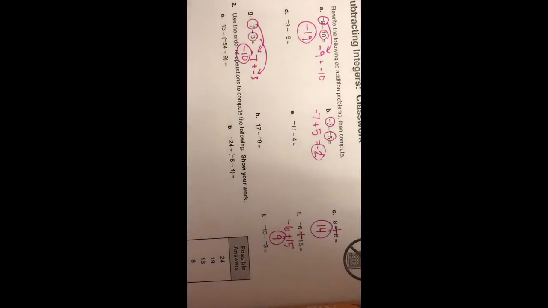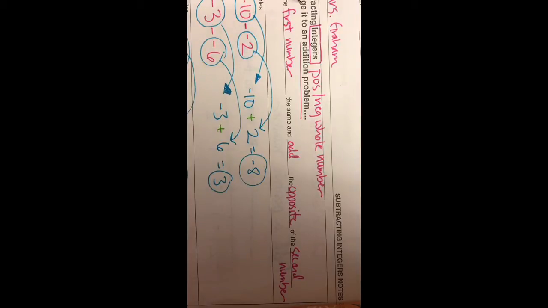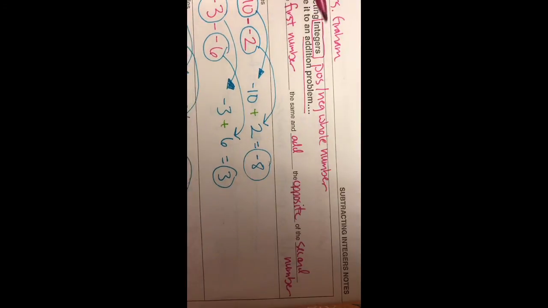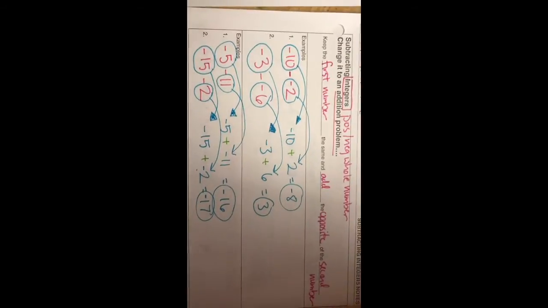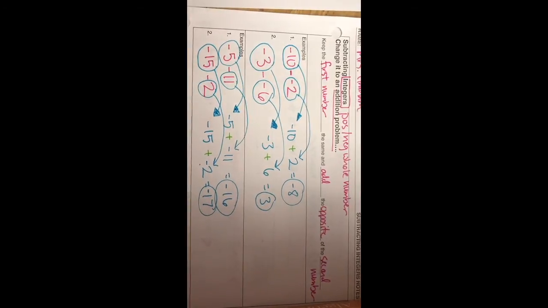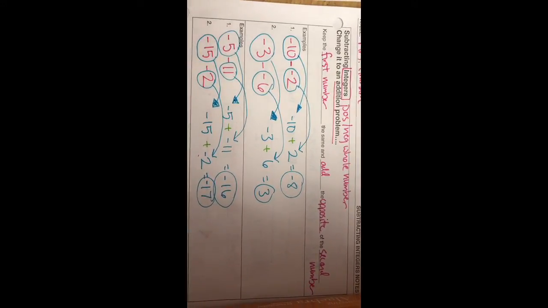Again, our rules are, I know this is hard to see, so I'll read it to you. This above it says keep the first number the same and add the opposite of the second number. And if you check out the examples here, I have a couple examples from the notes. You can also find this notes page on Schoology. So hopefully that answers some of your questions. Here's some number line examples too.